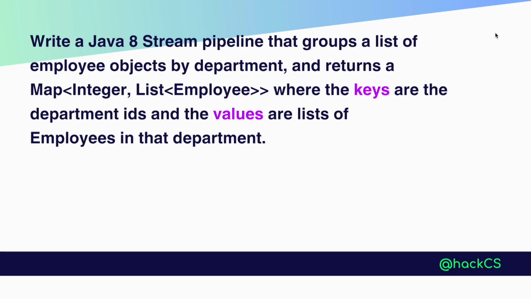In this question, we need to write a Java 8 stream pipeline that groups the list of employee objects by department and returns a map where the keys are the department IDs and the values are the lists of employees in that department. Here is the solution.